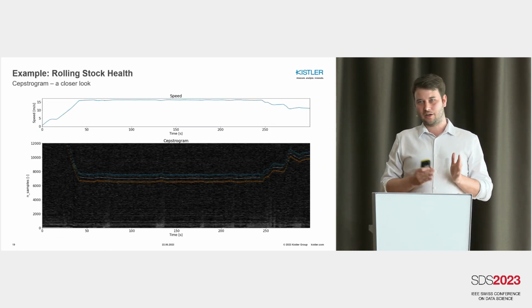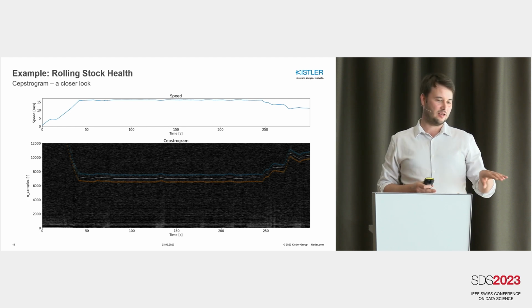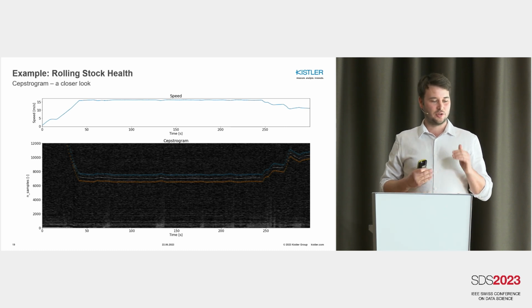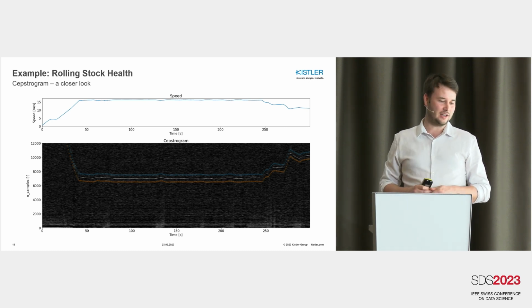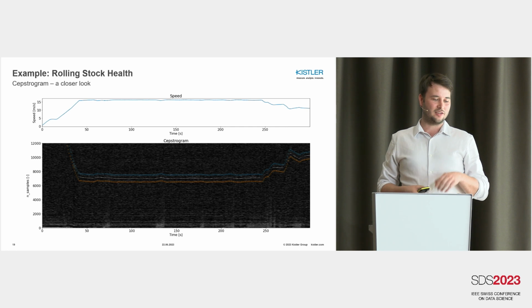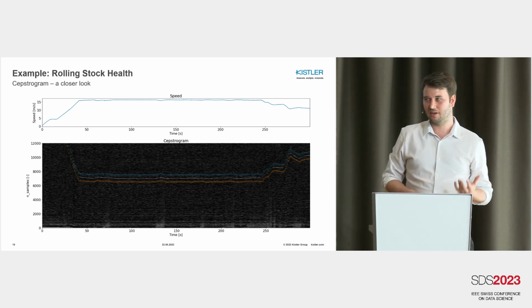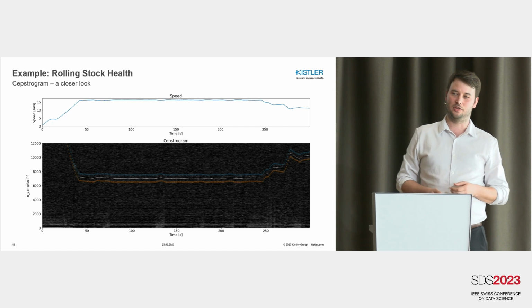So now we know where we have to look for the peak, and this is indicated here with the blue and orange border. And between, you can see a white line, which is the signal that comes from the wheel. So this is the repetitive signal of the wheel. And the higher or the brighter this white line is, the more prominent is this signal. And this means the health of the wheel is worse.